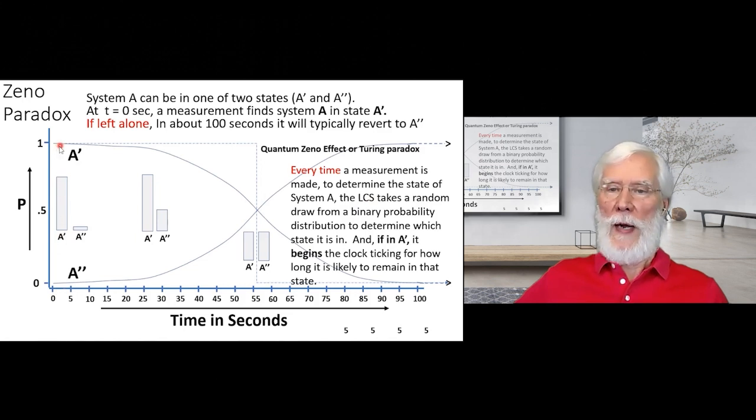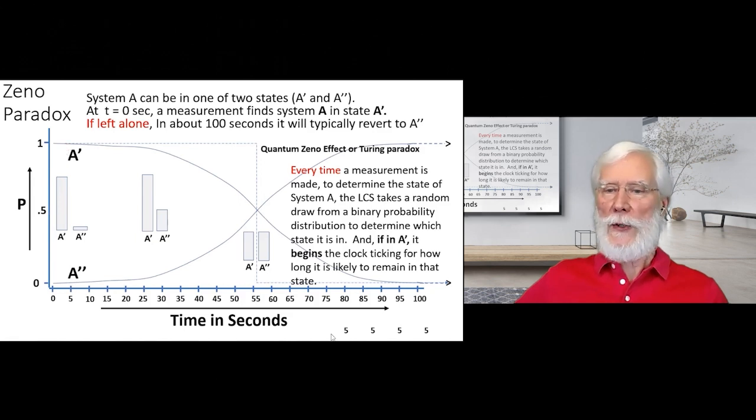Well, here's the probability distribution for the binary that we're going to take the measure from. It's got all of this in A prime and just a little bit of possibility of being in A. So if we measure in just 2 seconds and we do a random draw from this binary probability distribution, very highly likely it's going to still be in A prime. And then we measure it again in another 2 seconds. And well, it's going to still be in A prime.